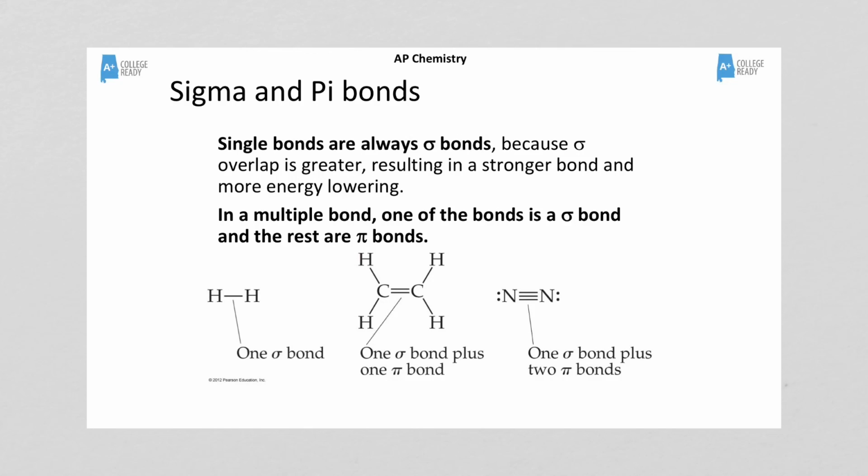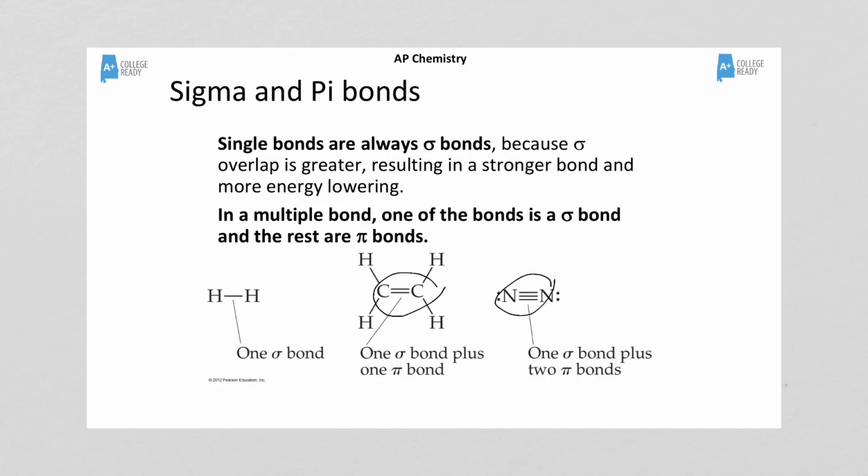The last thing is sigma and pi bonds. If you're asked how many sigma bonds are in a molecule, that means count up every single bond you see. Every single bond is a sigma bond. And if there's a multiple bond, so here's a double bond, here's a triple bond, one part of a multiple bond is a sigma bond, and the rest of it are pi bonds. So if it's a double bond, it's 1 of each, 1 sigma, 1 pi. If it's a triple bond, 1 sigma, 2 pi.